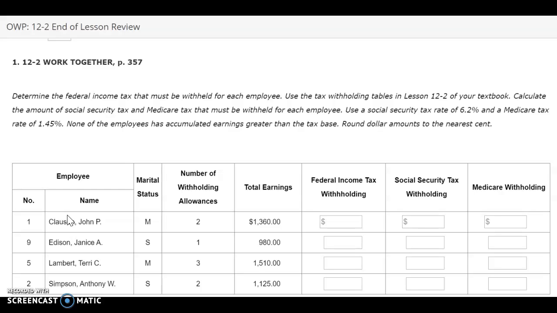Calculate the amount of Social Security tax and Medicare tax that must be withheld for each employee, so we'll have to actually calculate those. We use those rates, Social Security tax rate of 6.2% and a Medicare tax rate of 1.45%. None of the employees has accumulated earnings greater than the tax base. So again, like I said earlier, we won't have to deal with that today. Round dollar amounts to the nearest cent.